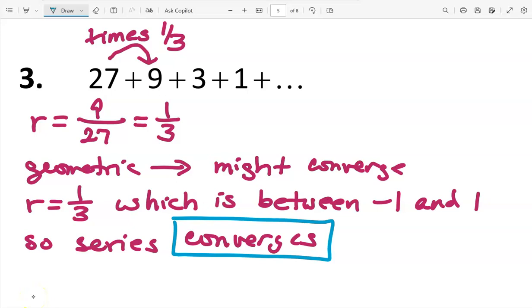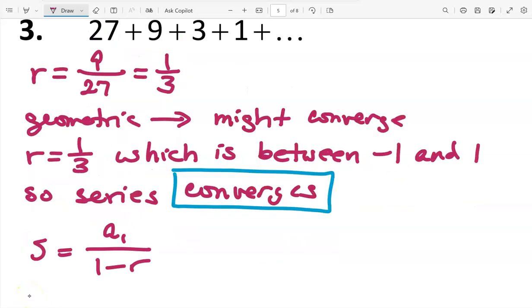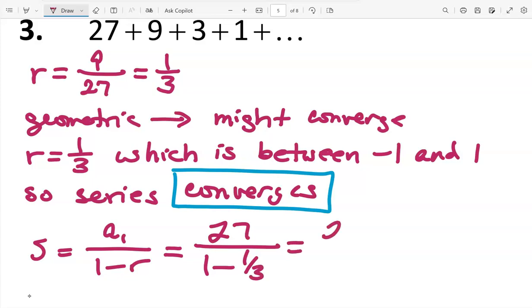Since the value of r for this series is 1/3, which is a number between negative 1 and 1, this series converges. Since the series converges, we can find its sum by dividing the first term by 1 minus the ratio. The first term of this series is 27, and the ratio is 1/3. So the sum is 27 divided by 2/3, which is 81/2.